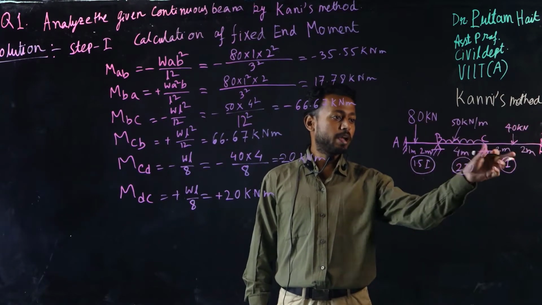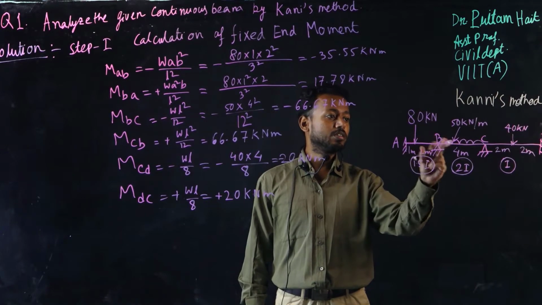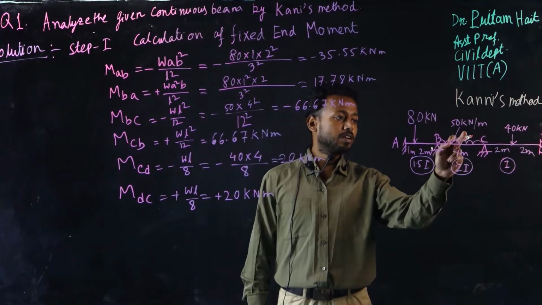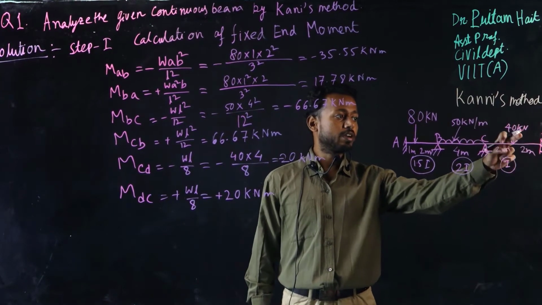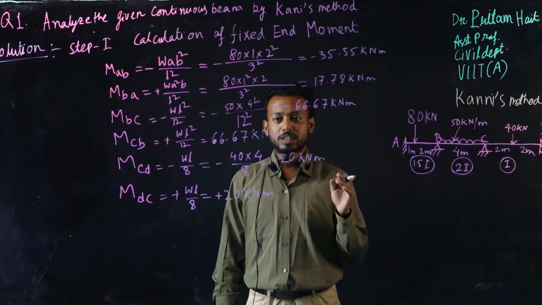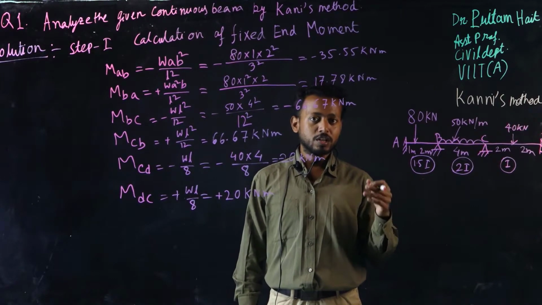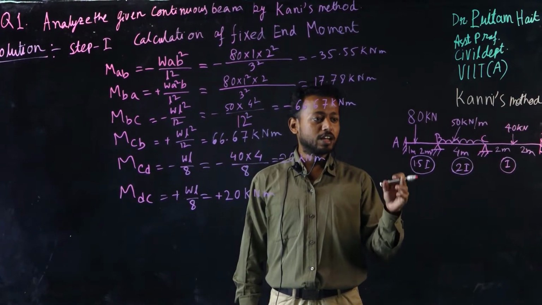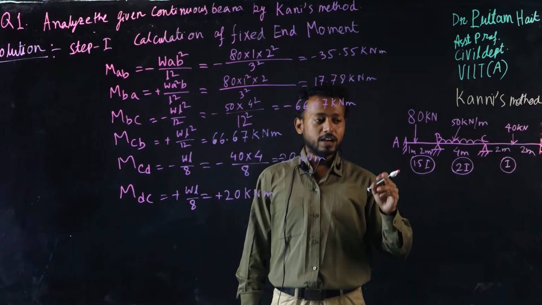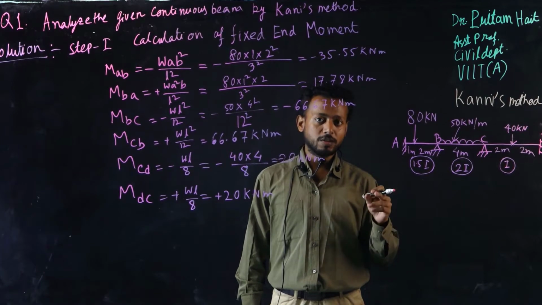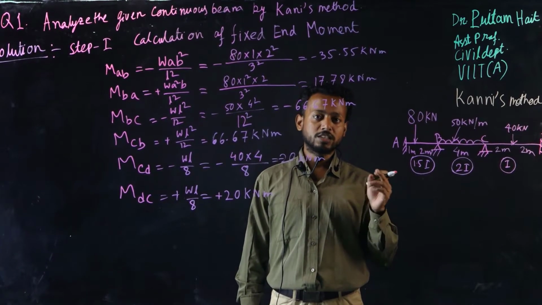It has three spans. The first span is subjected to a point load, the next span to a UDL, and the third span to a point load. Step by step I will explain how to analyze the continuous beam, how to calculate the bending moment at different supports, and how to draw the bending moment diagram. Today I will explain by Kani's method. Okay, so let's get started.